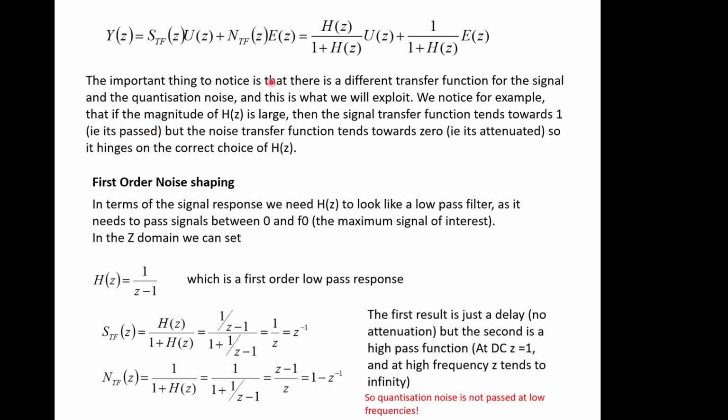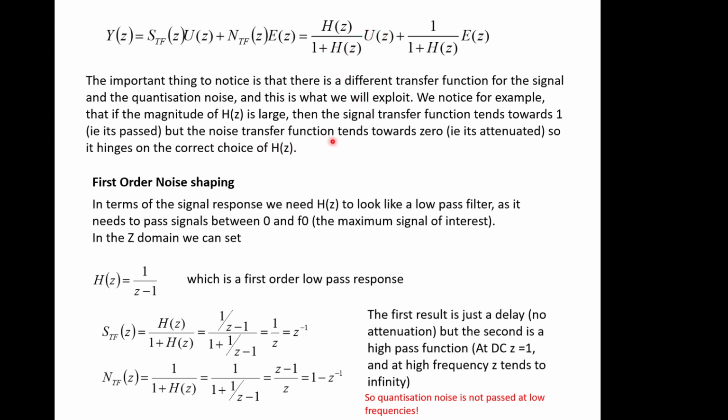So the important thing to notice is that there is a different transfer function for the signal and the quantization noise. So this is the transfer function for the noise, and this is the transfer function for the signal, and we can exploit this. We notice, for example, that if the magnitude of hz is large, then the signal transfer function tends towards 1. If we can make hz large, then h over 1 plus hz becomes a large number over a large number, 1, and we get a full transfer of the signal to the output.